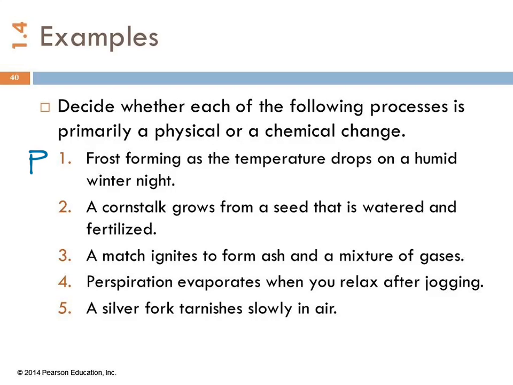A cornstalk grows from a seed that is watered and fertilized. That's a chemical change. The cornstalk, did you ever wonder where all that volume and mass of the cornstalk comes from? It's not just the water, is it? And it's not just the stuff that comes up from the soil. It comes from the air. It comes from carbon dioxide in the air. The plant takes the carbon dioxide and makes cellulose out of it and makes this big, bulky, these trees, most of that comes from the air.